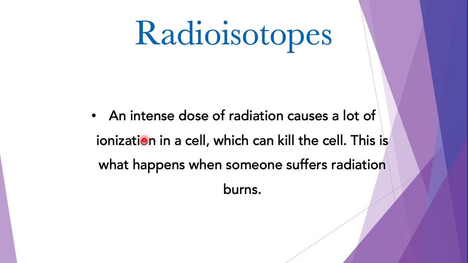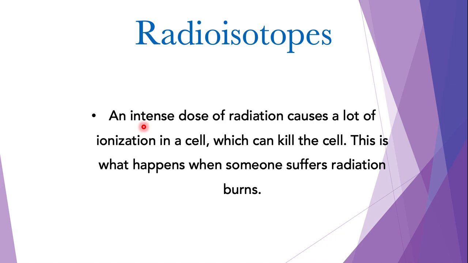Number 1, an intense dose of radiation. An intense dose of radiation can cause a lot of ionization in a cell, which can kill the cell. So this is what happens when someone suffers radiation burns. The cells affected simply die as if they had been burned. If the sufferer is lucky and receives suitable treatment, the tissue may regrow. So an intense dose of radiation can damage living cells. It can burn them. Okay, so this is 1.